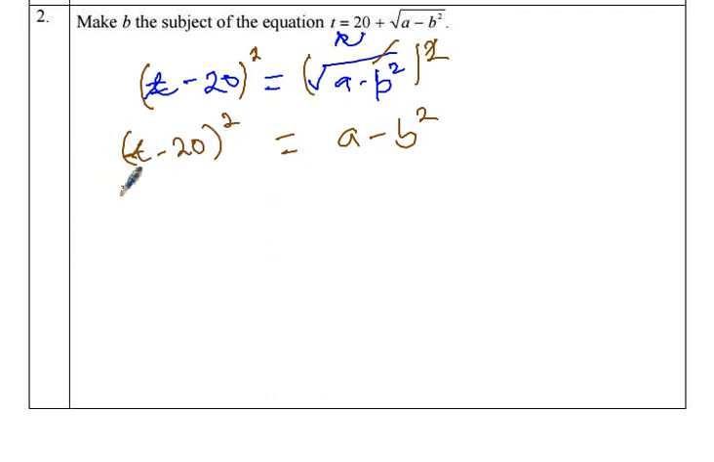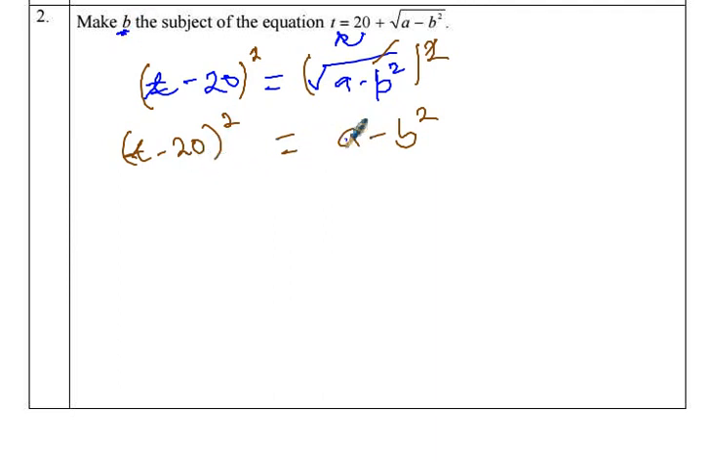Now the question is telling us to make b the subject. We do not need to waste time expanding this. Okay, we shall have it the way it is. We do not need to expand it. So let us focus on our b. When I look at my b term here, which is b squared, I have a minus sign in front of it. Okay, do you see that minus sign? But remember, I need it when it is positive because the question says make b the subject.